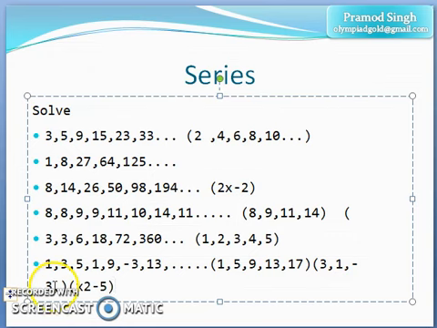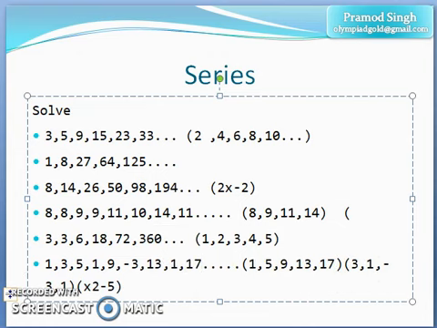So 3 multiplied by 2 is 6, and 6 minus 5 will be 1. So the next number will be 1. So here in this series, the next is 1, and from the other series it came 17.